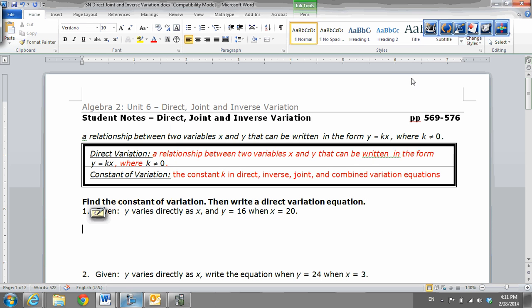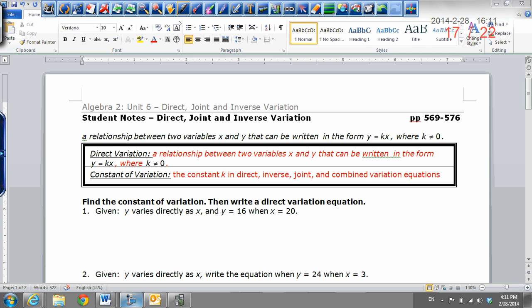Let's talk about direct, joint, and inverse variation. The first thing we're going to talk about is direct variation. This is your basic y equals kx. We're always going to have a k involved somewhere in all these problems. So if you don't have a k somewhere, you've got to punch it in there.